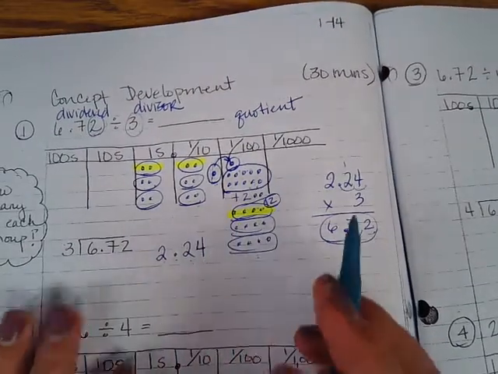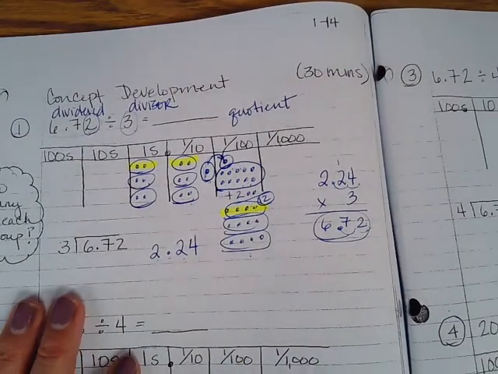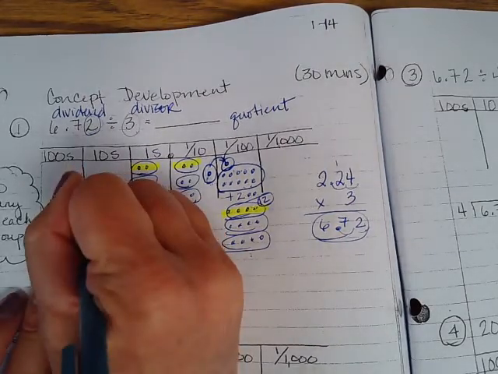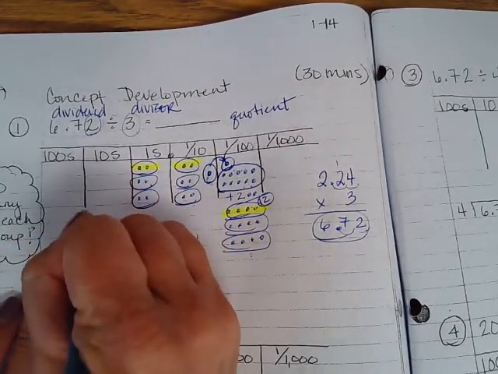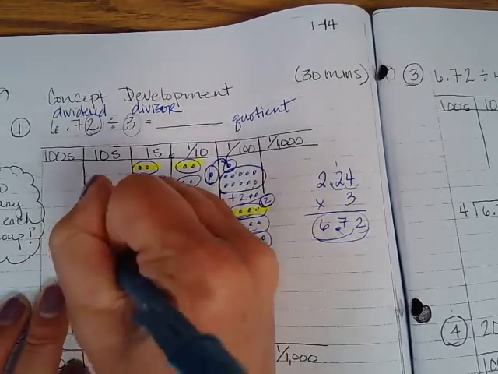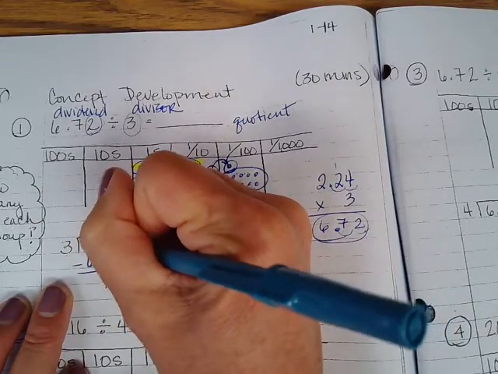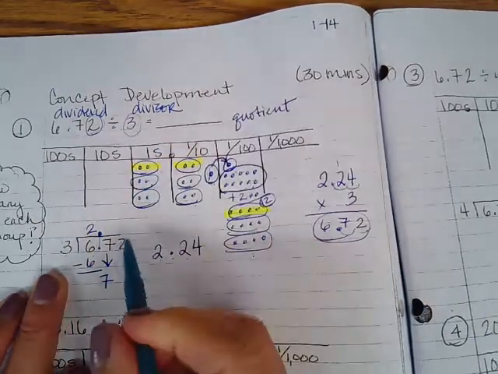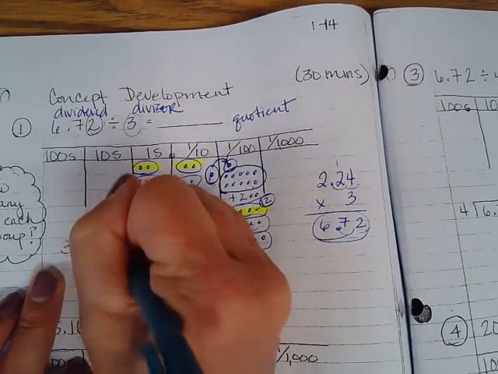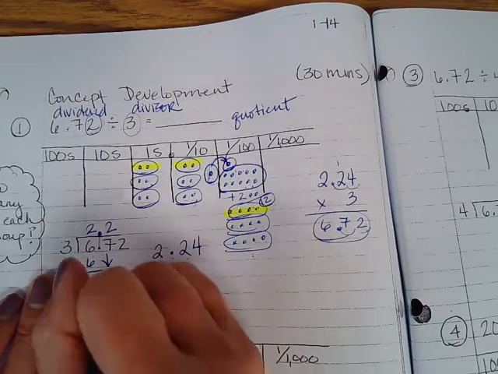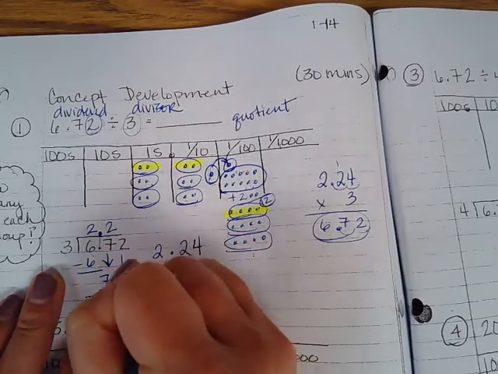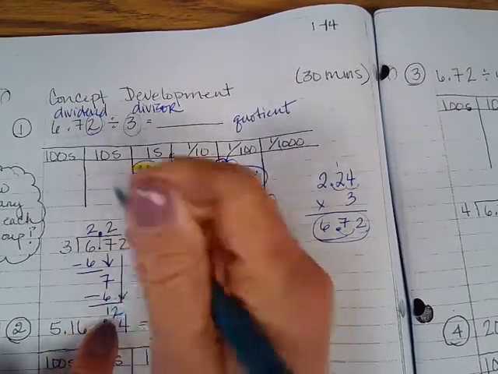Now, here is the standard algorithm. Let's do it. 3 divided into 6 is 2. 2 times 3 is 6. Bring down the 7. And you know what I'm going to do? I'm going to move this decimal straight up. Now, 3 goes into 7 how many times? 2 times. 2 times 3 is 6. Subtract. 7 take away 6 is 1. Bring down the 2. How many times will 3 go into 12?